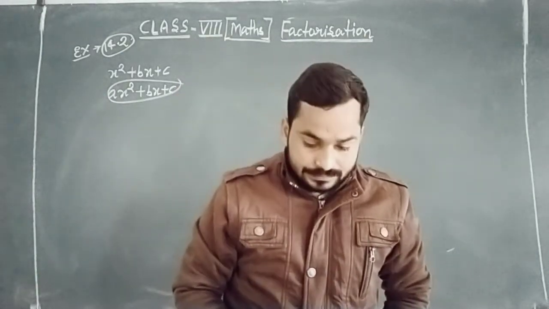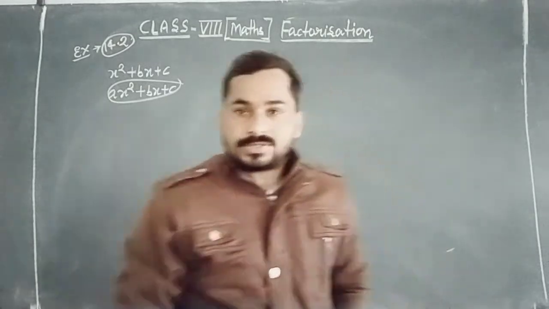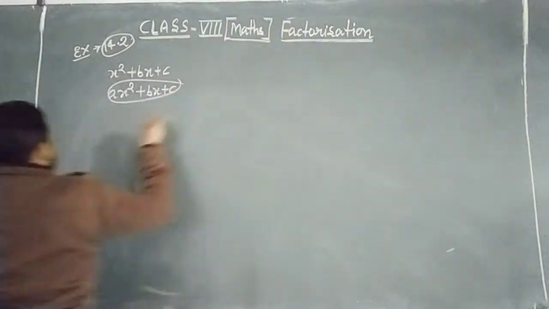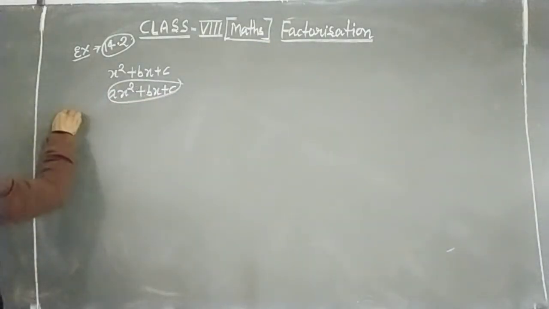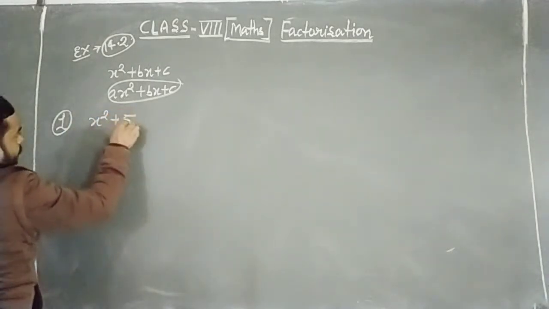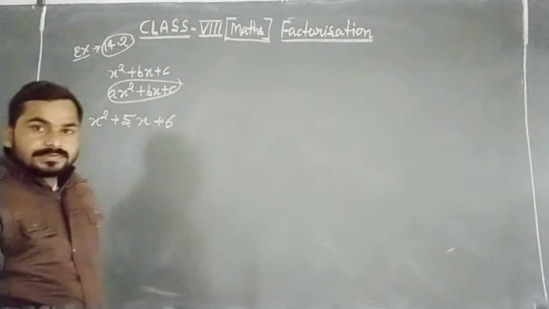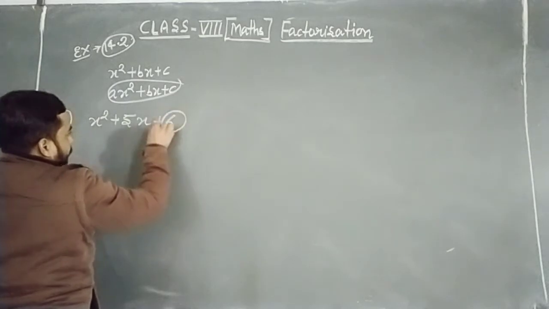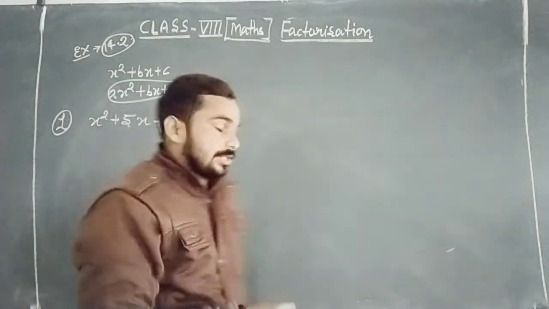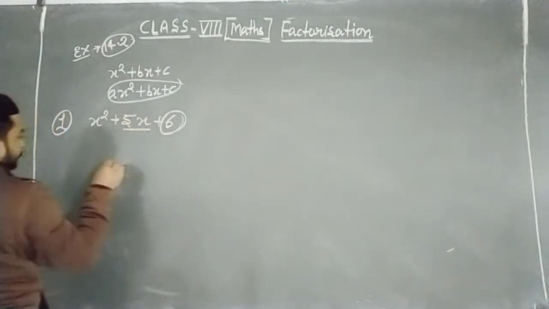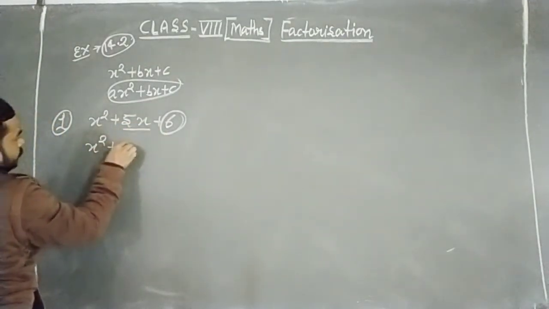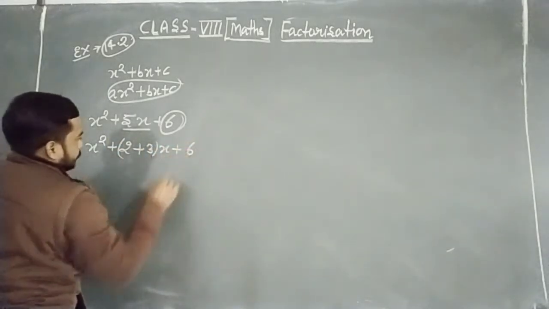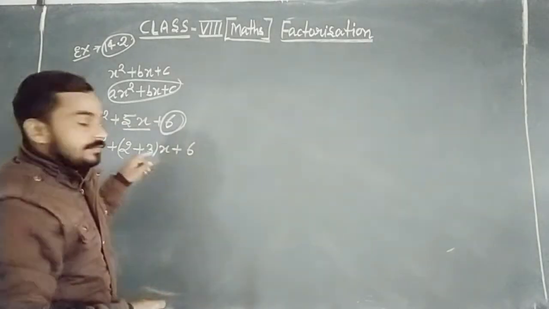Factorize the following. Question number 1, x square plus 5x plus 6. So how can we factorize? First we have to factor 6. So factors of 6 are 2 and 3, 2 times 3 is 6. So splitting the middle term, we write x square plus 2x plus 3x plus 6, since 2 times 3 is 6 and 2 plus 3 is 5.